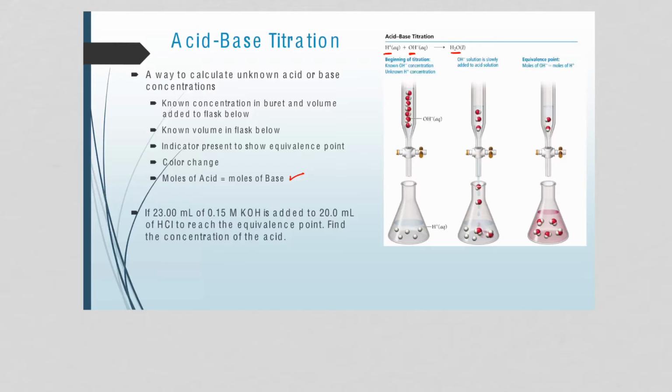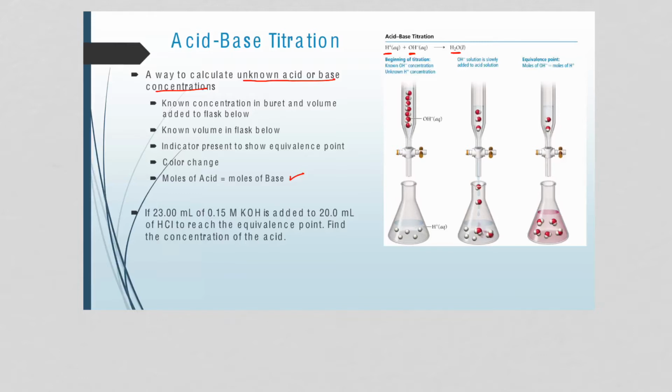What that allows me to do is to take a known concentration of either acid or base and add it to an unknown concentration of acid or base, and calculate the one that's unknown. So it's a way to calculate an unknown acid or base concentration based on knowing the other one.